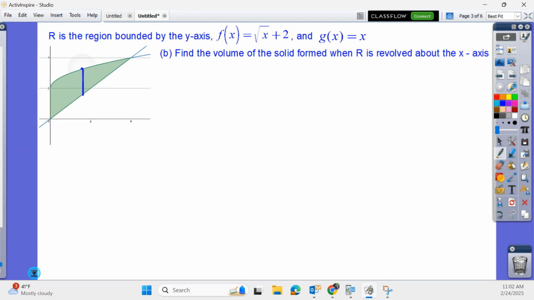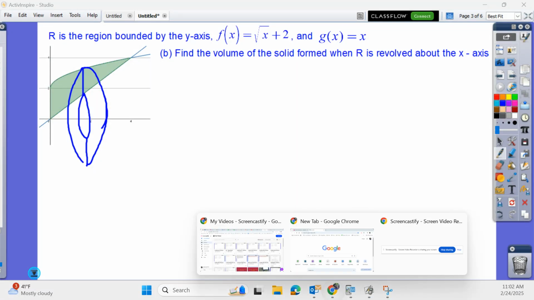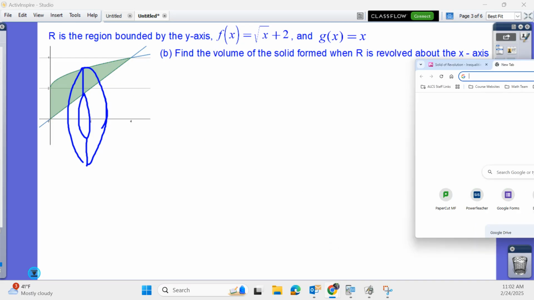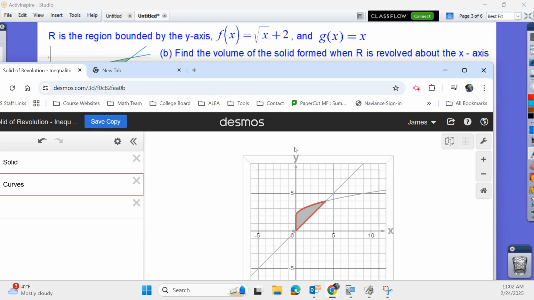You want to visualize this region being revolved about the x-axis in a circle here. And it's kind of hard to draw 3D like this, so I do have a tool available for us to look at. I have a graph on Desmos using their 3D graphing to help show. I thought I had it on that board, but here it is.